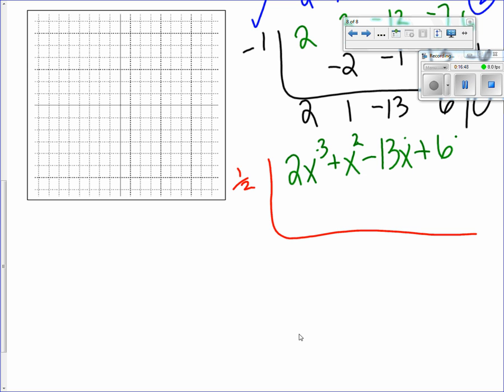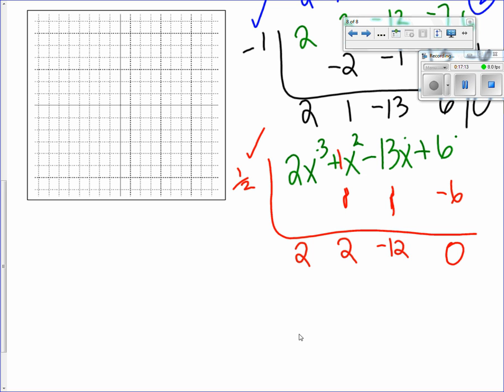All right, so drop your 2. 2 times 1/2 is 1. This is a 1 here. 1 plus 1 is 2. 2 times 1/2 is 1. Negative 13 plus 1 is negative 12. Negative 12 times half is negative 6. 6 plus negative 6, 0. Ding, ding, ding. I have another 0.